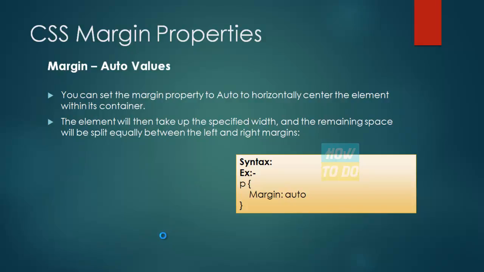Margin auto value is the same, without giving any kind of information to the margins, just write the margin property and give it as auto. Automatically that will be taken. You can set the margin property to auto to horizontally center the element within its container. The element will then take up the specified width, and the remaining space will be split equally between the left and right margins. So this is the syntax for the same.